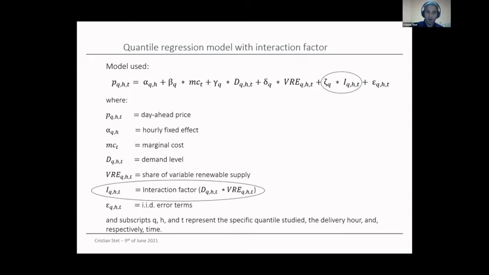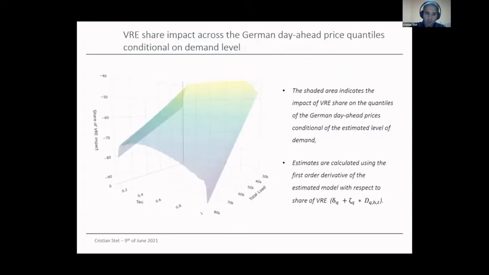And how do we do it? Well, we add this interaction factor, which is just a multiplication between demand and the share of renewables. And when we do that, we obtain this kind of figure, which becomes 3D. The shape is the same, it's just three-dimensional, and you get more granularity, more detail about how renewables are impacting power prices. We obtained this result by just looking at the first order derivative of the estimated model that I just showed you in the previous slide.